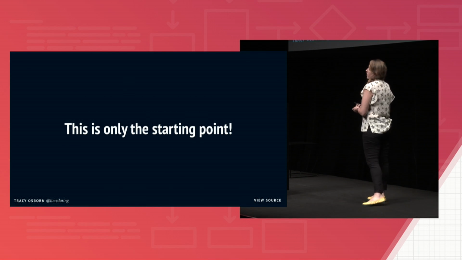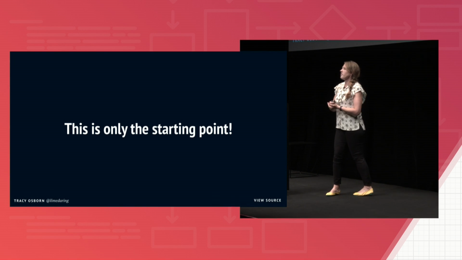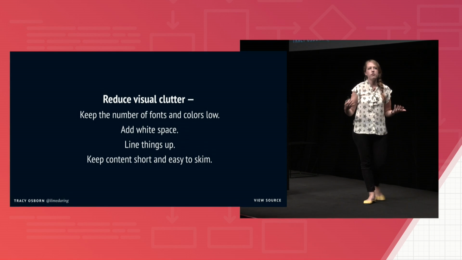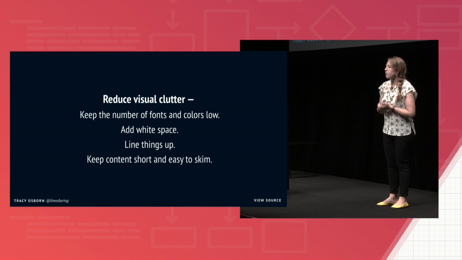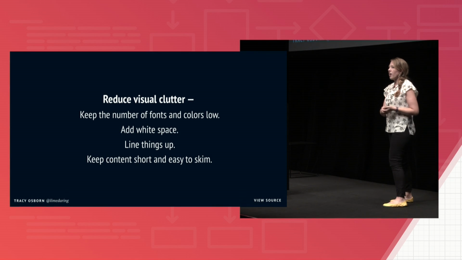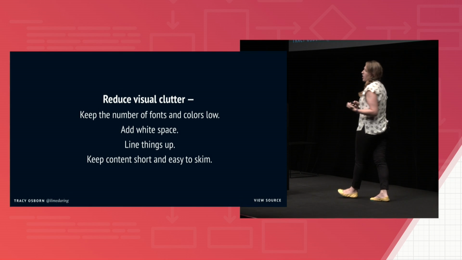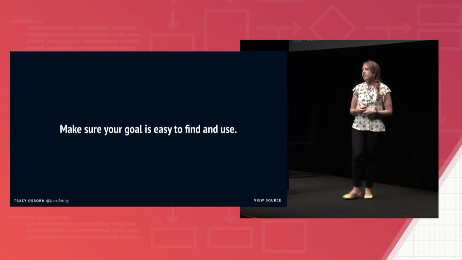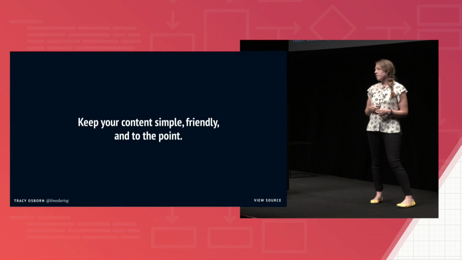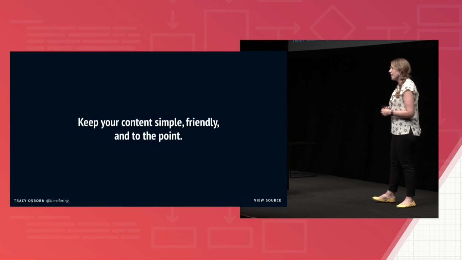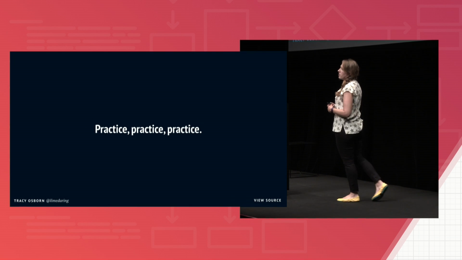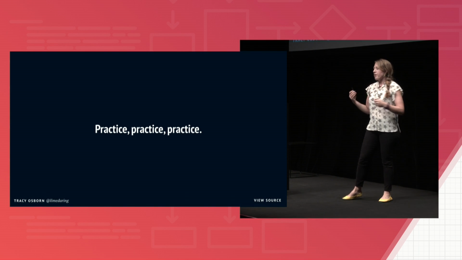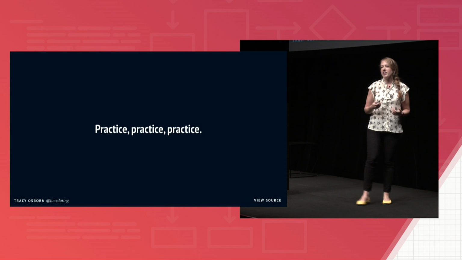So this is only the starting point. I hope in this 20 minutes I gave you little pieces of knowledge to help you become more confident doing your own design. Remember, when it comes to visual design, reduce visual clutter, number one. Do that by keeping the number of fonts and colors low, adding white space, lining things up, and keeping your content short and easy to skim. Make sure that your goal is easy to find and use. Keep your content simple, friendly, and to the point. And above all, practice, practice, practice, because you can't become a better designer just by reading about it. You have to do it. You have to work on it, and it will get better over time.